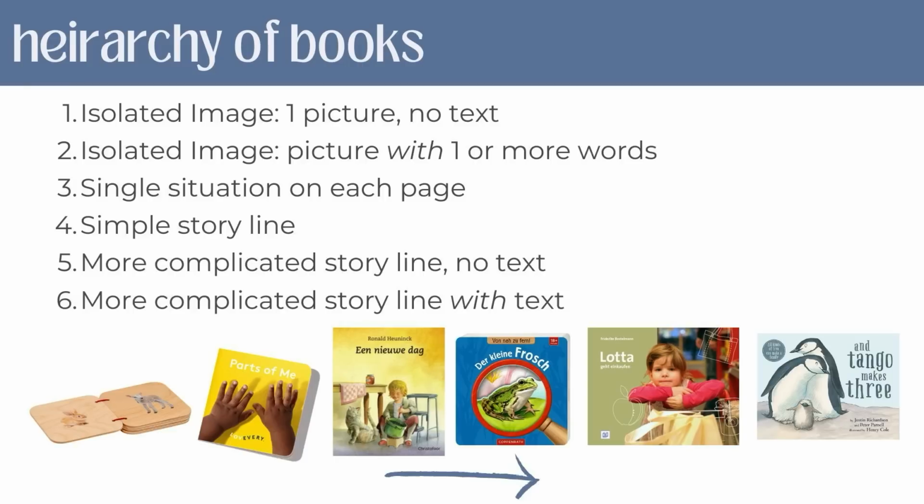Then a story which is a little bit more complex, but maybe it's only a picture book. And then you can have a story with text, which is a bit more complicated and follows a single sequence of events. This hierarchy also includes poetry books or just photo books from your school.